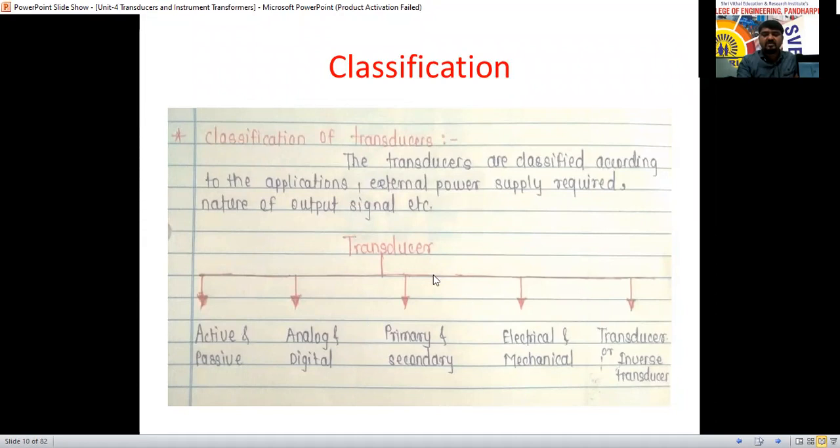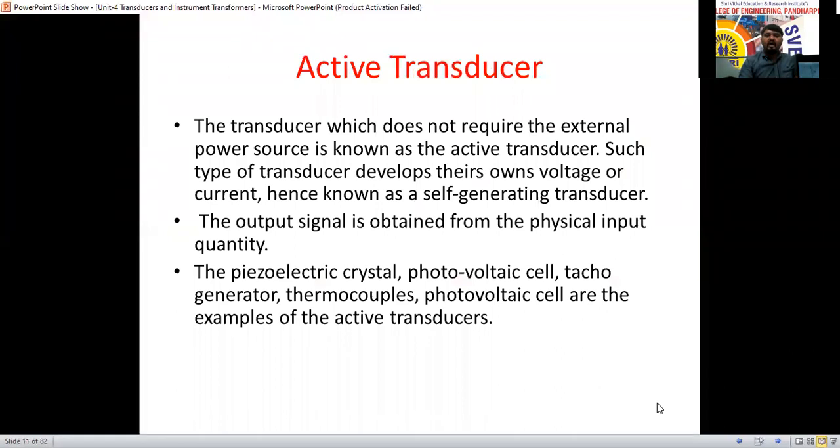Now this is the classification of transducers. An assignment question is given, remember that one. Active, passive, analog, digital, primary, secondary, electrical, mechanical, and inverse transducers. So passive transducers are the ones where we give the supply. Suppose we are going to convert something; in that situation, it requires an external power supply. So that is passive.